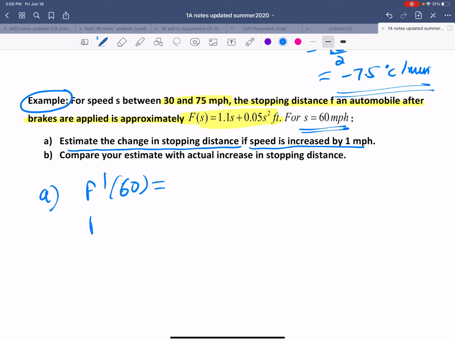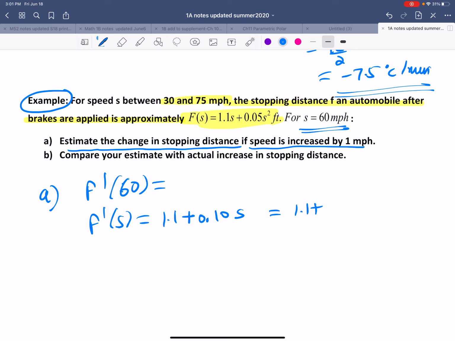So let's go ahead and find f prime of s and then find f prime of 60. That would be 1.1 plus 0.05 times 2 s, which is 0.10 s. So if I plug in 60 here, 1.1 plus 0.10 times 60, that is 7.1. That is my estimate, 7.1.